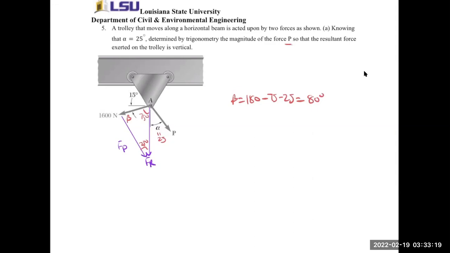Okay. And then the problem is asking to find what's the FP, which is the force P. So I can just use my law of sines. It's 1600 over sine of what's opposite of it, 25 degrees, equal to FP over sine of 75. Okay, at this point, simply solve for FP. I get my FP is equal to 3660 newtons. Okay, that's it for problem 5.